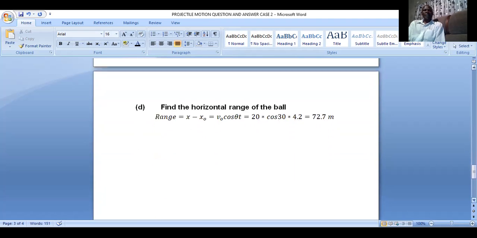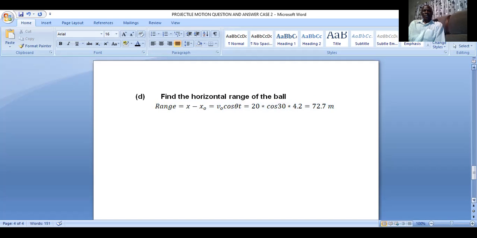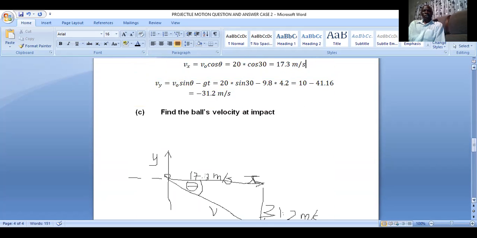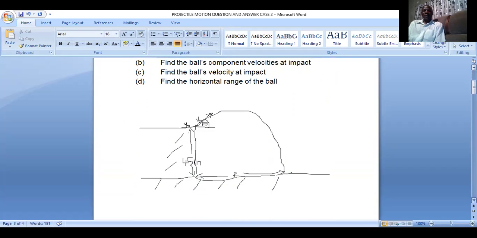Finally, we can find the horizontal range of the ball. The horizontal range, we merely find the distance of the ball from the point of launch up to where it hits the ground. In other words, from the diagram here, we are calculating this distance from the point of launch here up to the point where the ball hits the ground, this distance here.